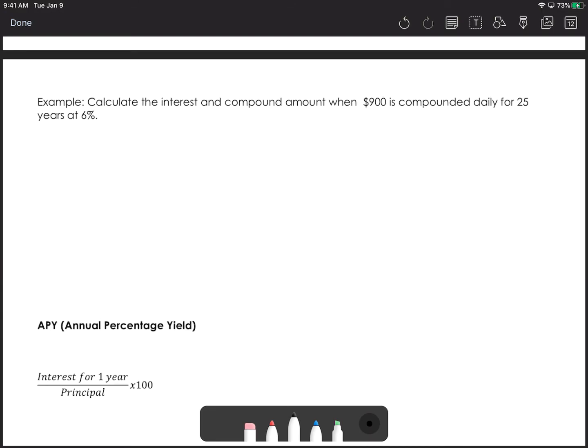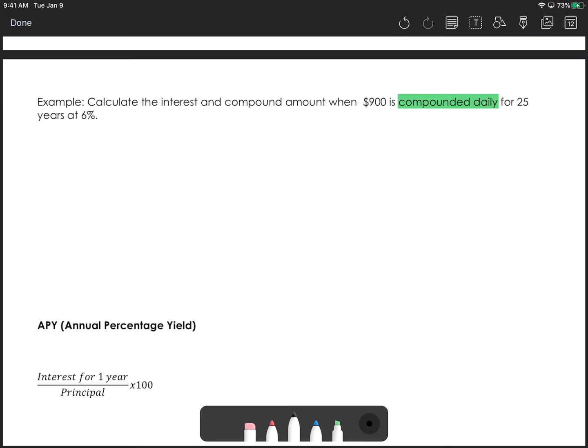Okay, in this example, we're going to talk about when something is compounded daily. Now, when it's compounded daily, we have to use a different table in your student handbook. The table is on page 36 of your student handbook, and this is based on 360 days. Okay, so it says calculate the interest and compound amount when $900 is compounded daily for 25 years at 6%.